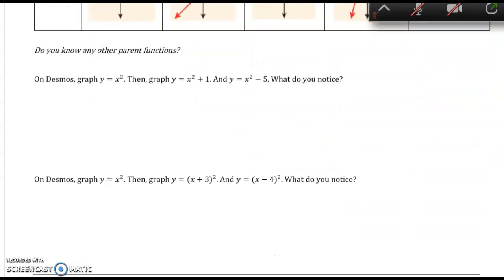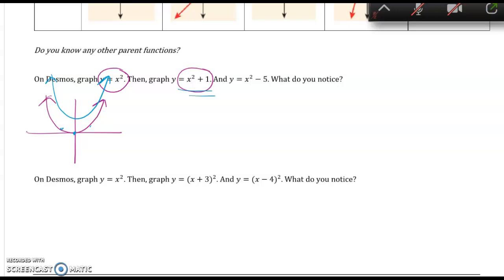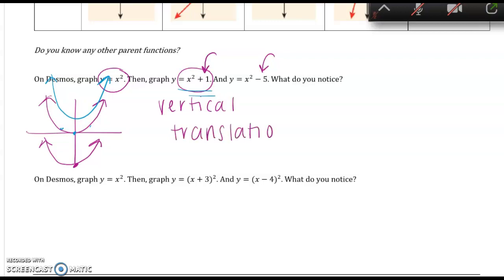So, for example, if we took the graph x squared onto Desmos, it would look something like this. Then, if we took x squared plus 1, every single point is going to shift up 1. It is a translation up 1. If I put a minus 5, every point shifts down 5. So all that this value does is a vertical translation, or a vertical shift, if it's outside of the function.